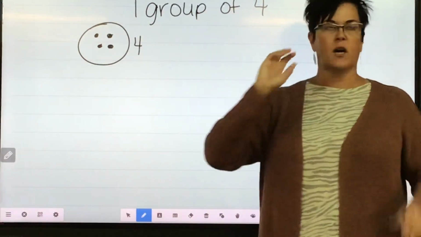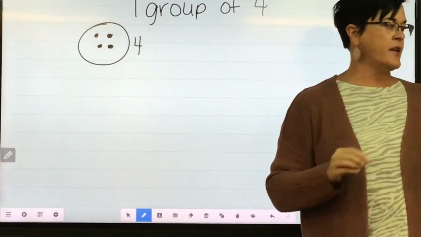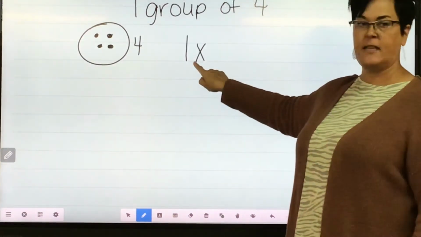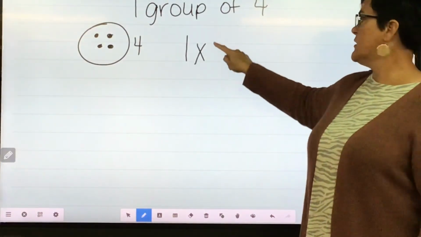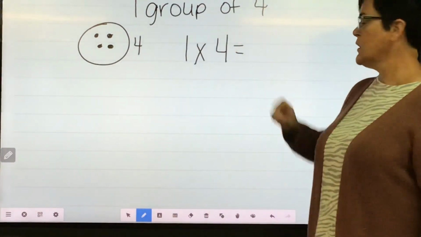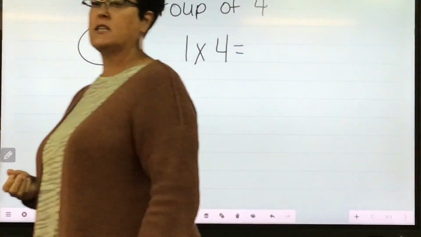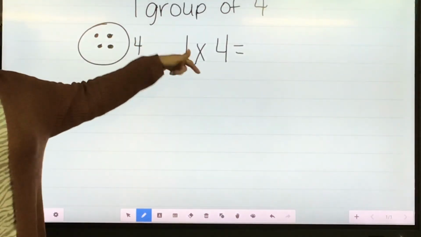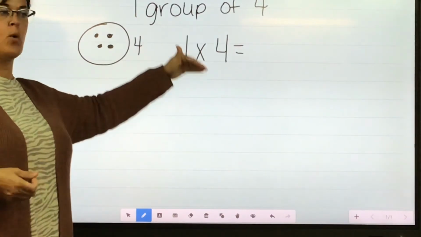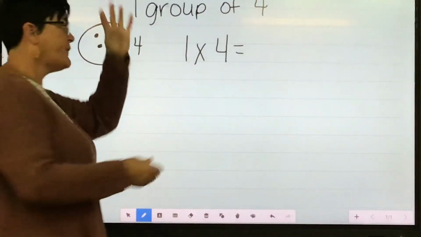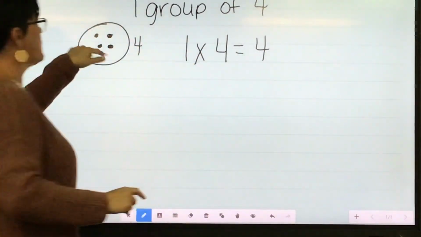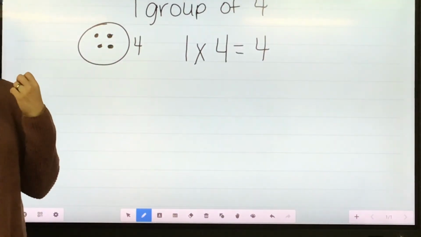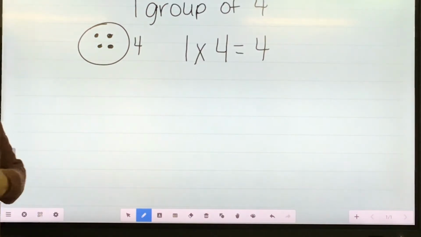What would our multiplication equation be for this problem? One group of 4, write that as a multiplication equation. 1 times, because that means group of 4. When you multiply a number times 1, what does it equal? That other number. So 1 times 4 equals 4. And that's exactly what we have. We only have 4 in our group right now. We're going to change it though.